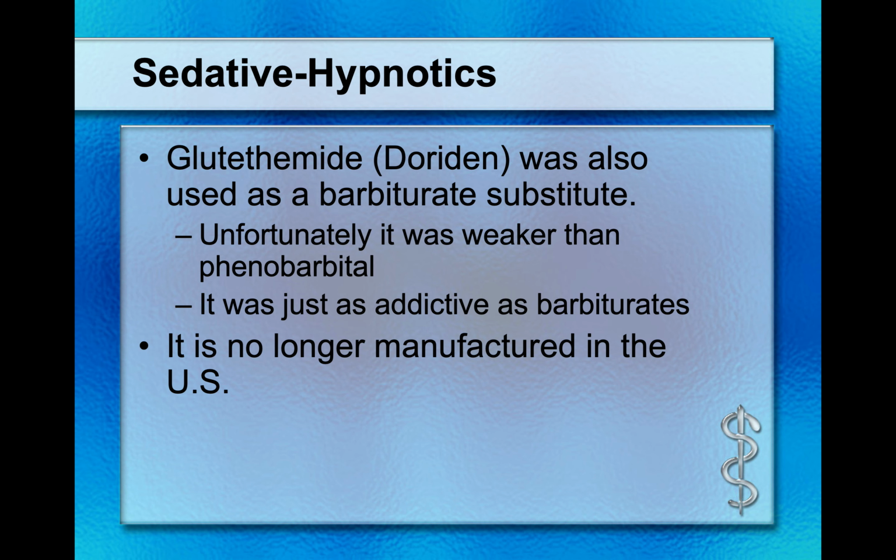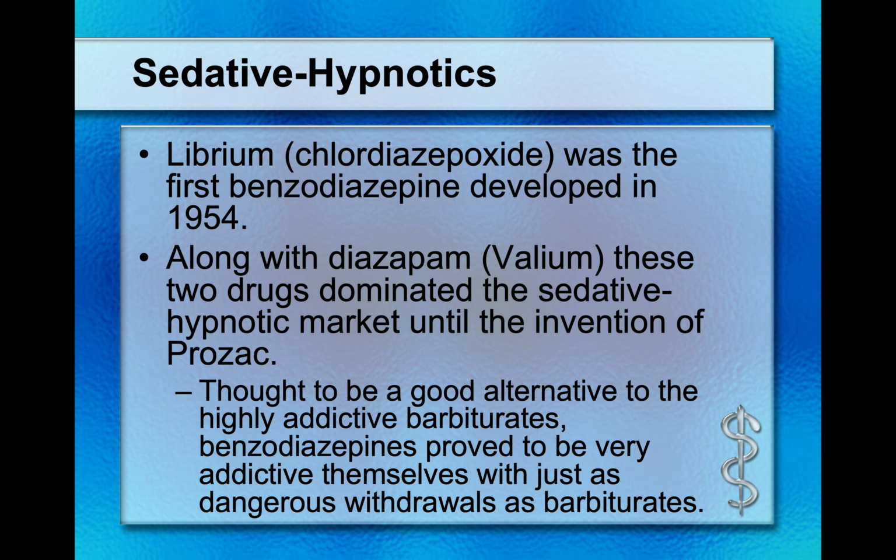Dilaudid was also used as a barbiturate substitute. Unfortunately, it was weaker than phenobarbital. It was just as addictive as the barbiturates. It is no longer manufactured in the United States.